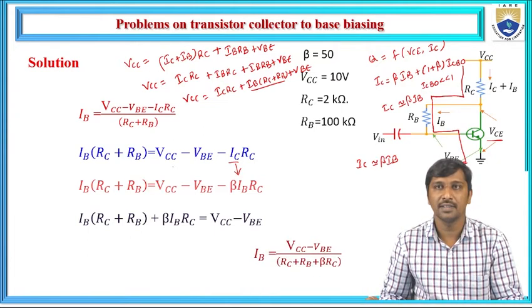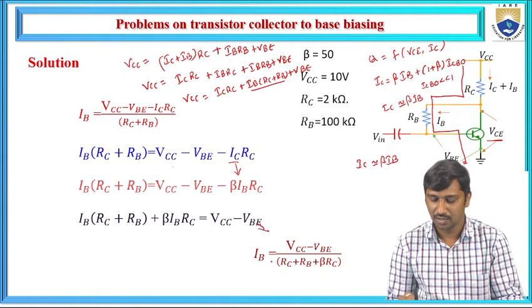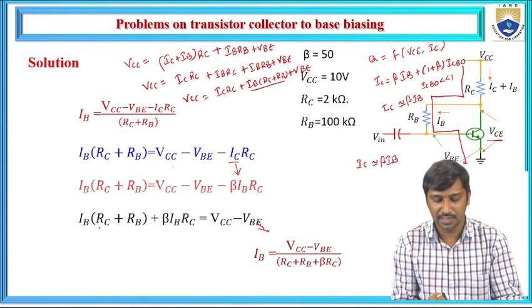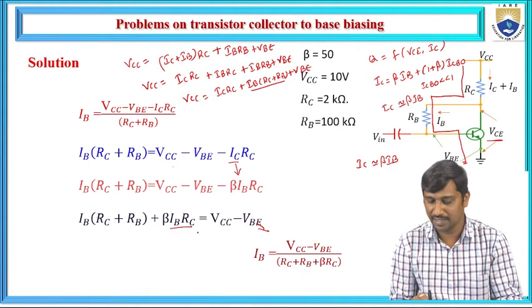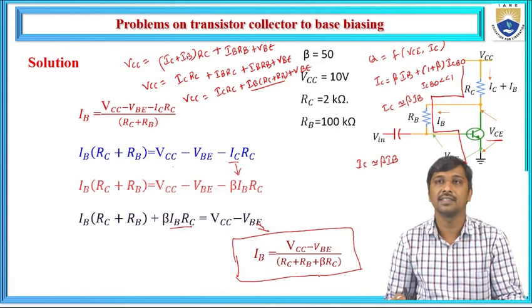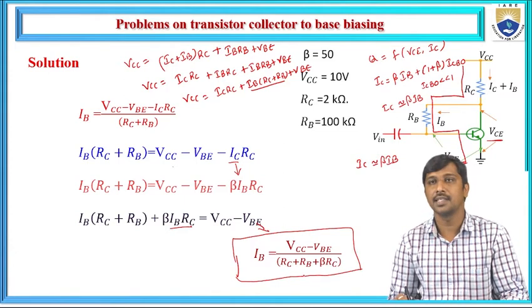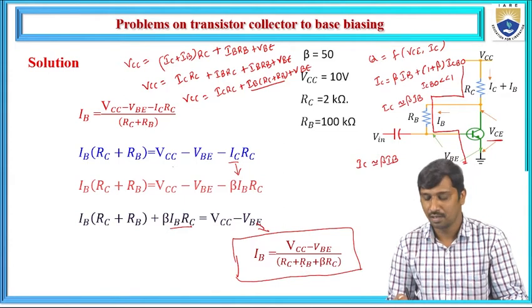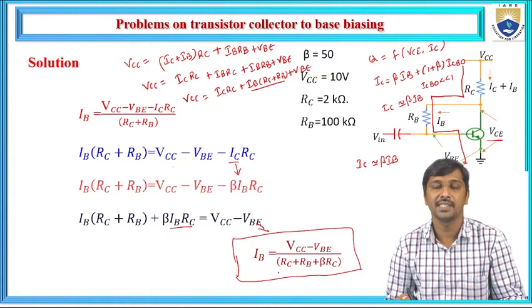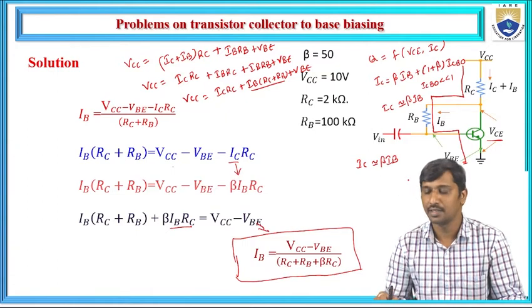To determine the base current from this relation, IB is equal to VCC minus VBE divided by RC plus RB, and here IB is common, so plus beta times RC. This is the expression in terms of the biasing voltage and the biasing components, RC and RB. Now by using this mathematical relation of the base current, we need to find out how much base current flows in this case.